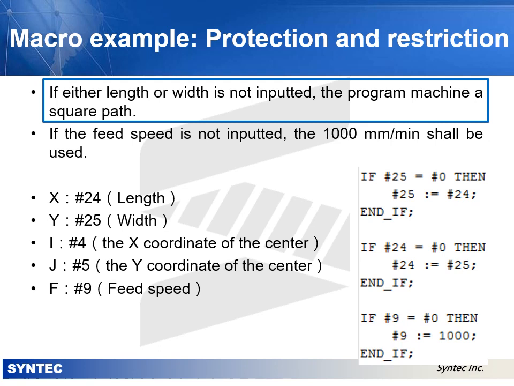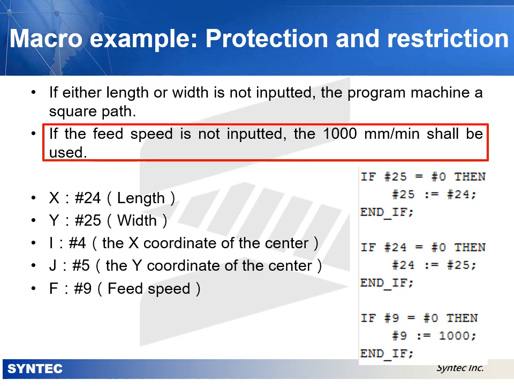When the length or width variable is vacant, the system will machine a square path, representing the length as equal to the width or width is equal to the length. So the statement needs to input in an equation. Refer to the blue box on the right side. Second, if the feed speed is not inputted, 1000 mm per minute shall be used. The content of the condition and statement is clear, so the completed content is shown in the red box on the right side.